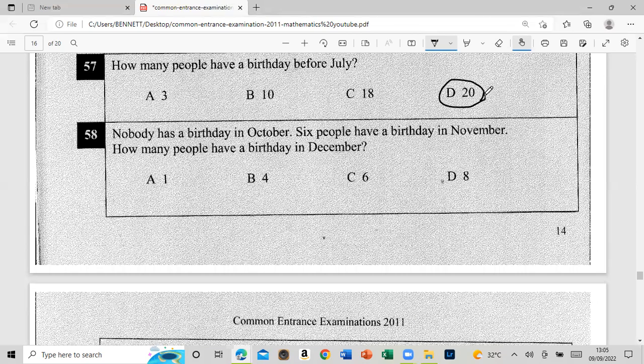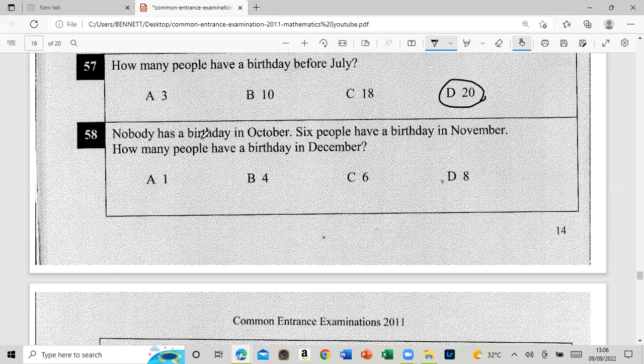Critical thinking. Nobody has birthday in October. What? I was born in October. How dare you? Anyway, nobody has a birthday in October. 6 people have birthday in November. And how many people have birthday in December?